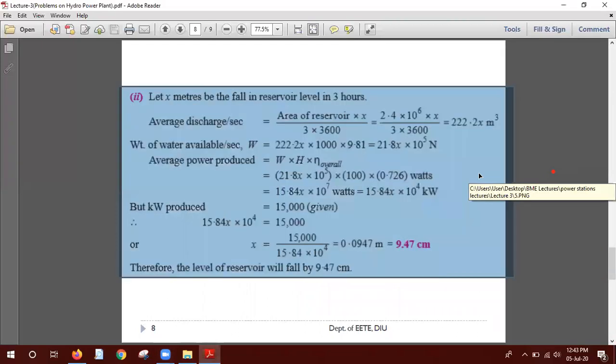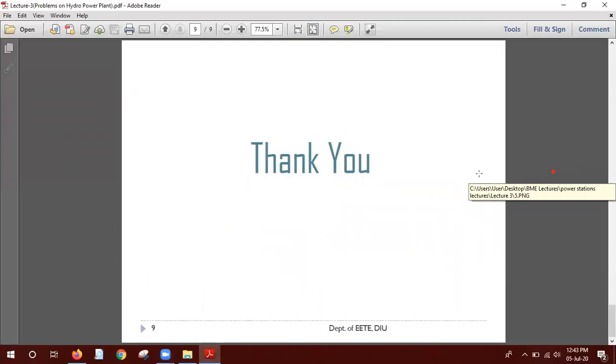So my students, that was the thing that I wanted to tell you, how to calculate the hydroelectric power station overall power and overall energy. So always remember that a hydroelectric power station is based on the potential energy of water. We all know that the MGH is the potential energy of water.